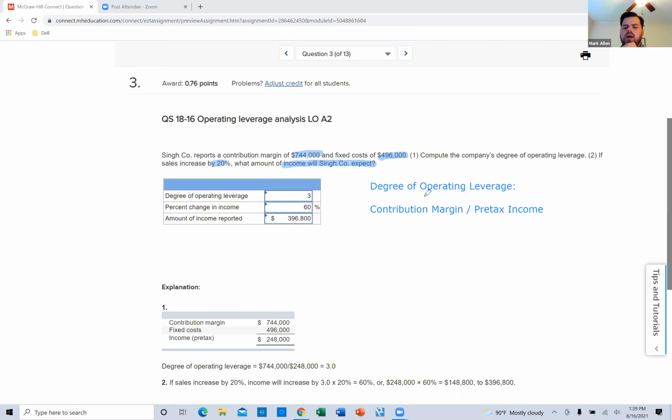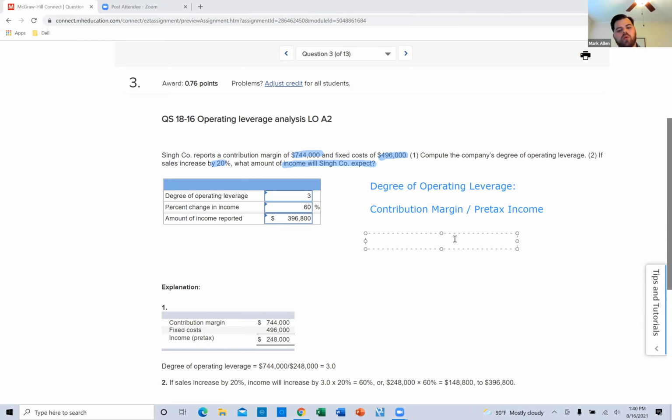So in this case, we say, all right, do I have my pre-tax income number? I don't see it, but I do have contribution margin. I do have fixed costs. So can I calculate this number right here? And I think the answer is yes. So if you recall, whenever we're in this chapter, we're going to be using the contribution margin income statement with a significant amount of regularity.